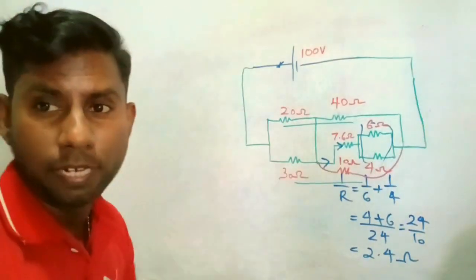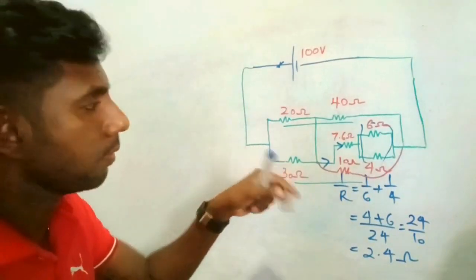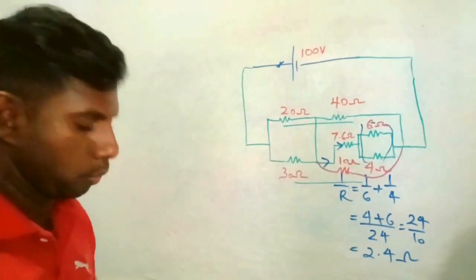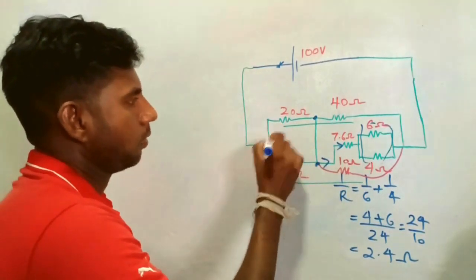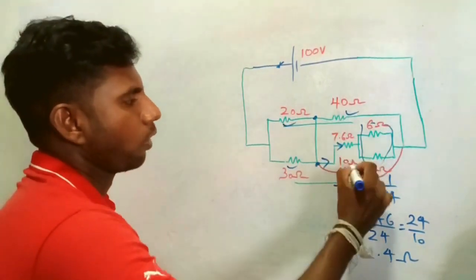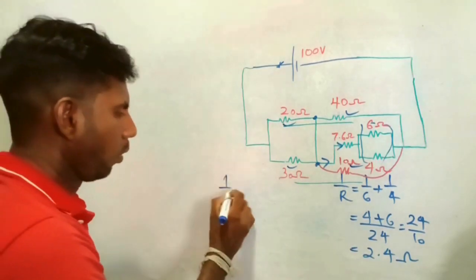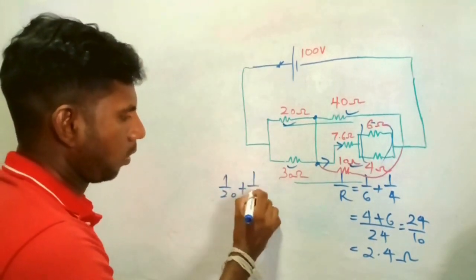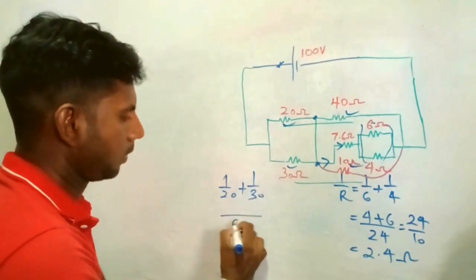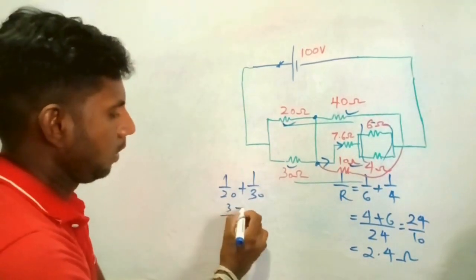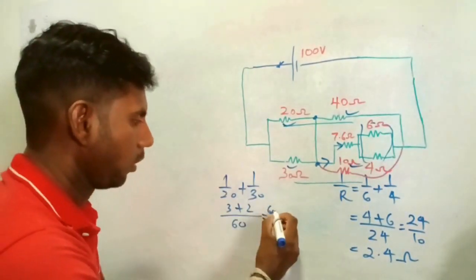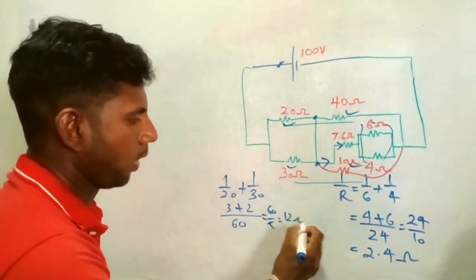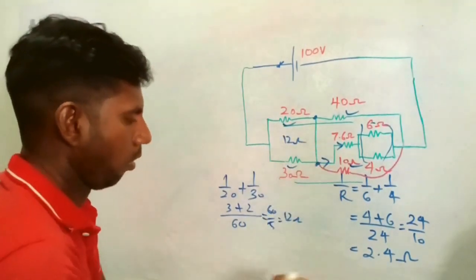Here, these two are parallel and these two are parallel. Because these two are connected here, 20 and 30 are parallel, and 40 and 10 are parallel. So 1 over 20 plus 1 over 30. Common denominator is 60, giving 3 plus 2. Let's take the reciprocal, 60 divided by 5. That's 12 ohms. In between we have 12 ohms.